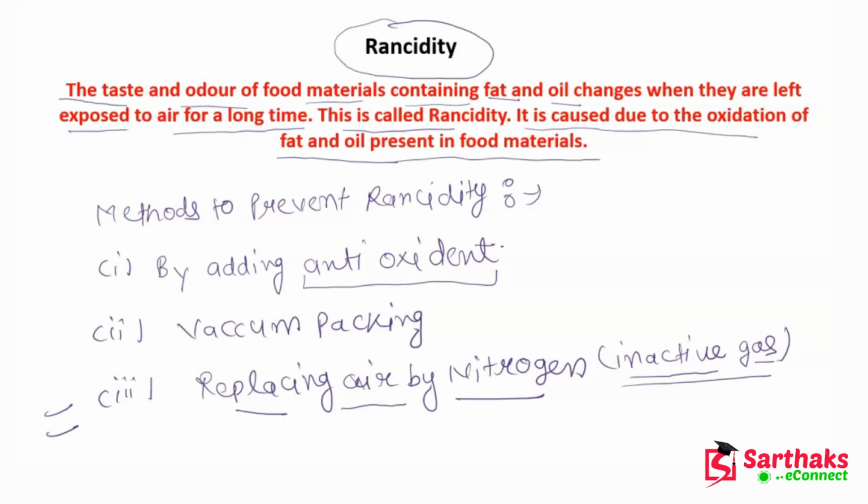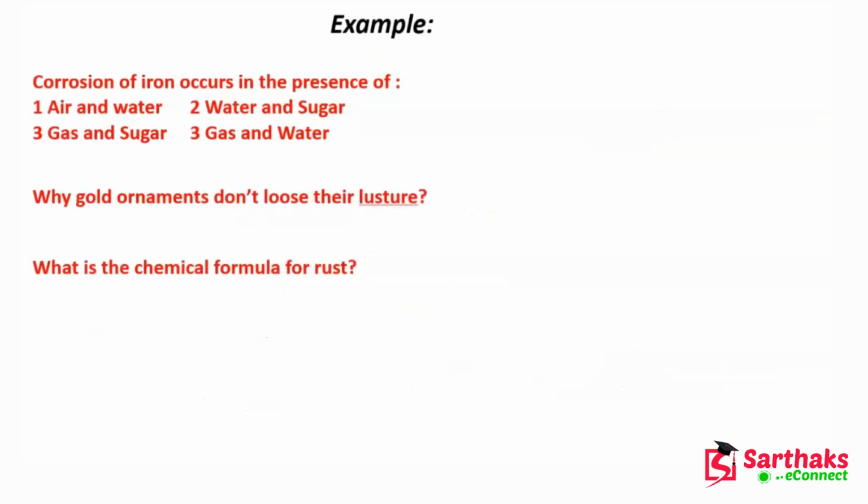And you can say methods to prevent rancidity. So here we have seen three methods. I hope these three methods have been understood by you. Now guys, after understanding this, let's move ahead and let's talk about the examples.